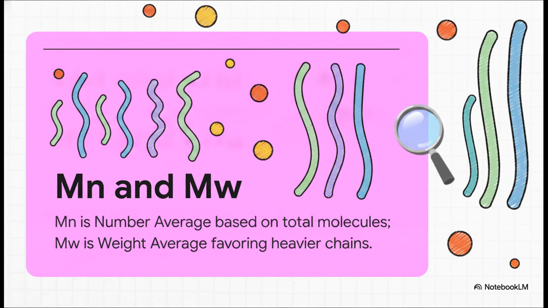First is MN, the number average molecular weight. This is just the average size based purely on the total count of molecules. Then there's MW, the weight average molecular weight. This one is really crucial because it gives extra mathematical weight to the heavier, longer chains present in the mix.